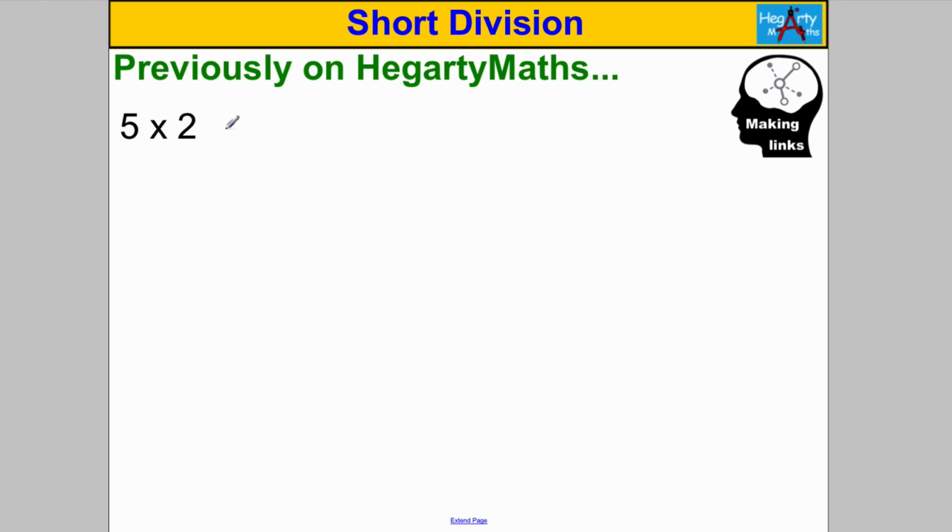So for example, if we know that 5 multiplied by 2 is 10, we also know another multiplication fact, namely 2 multiplied by 5 is 10, but we also know two division facts, namely 10 divided by 2 is 5 and 10 divided by 5 is 2. So multiplication and division are intimately related, they're the inverse of each other.